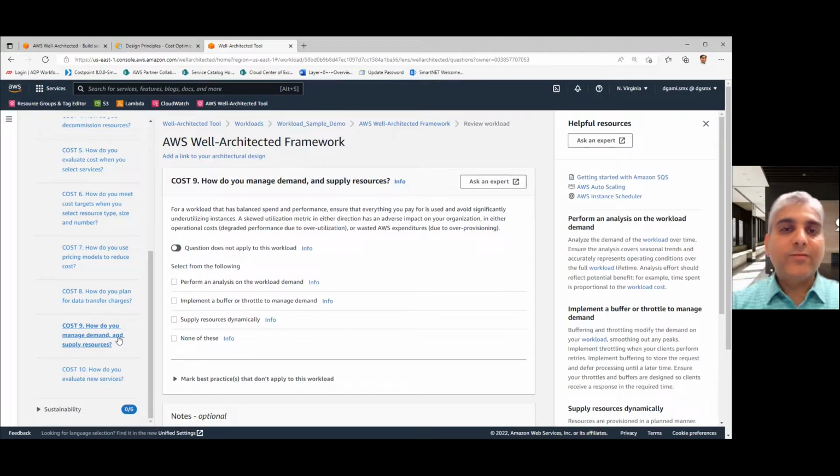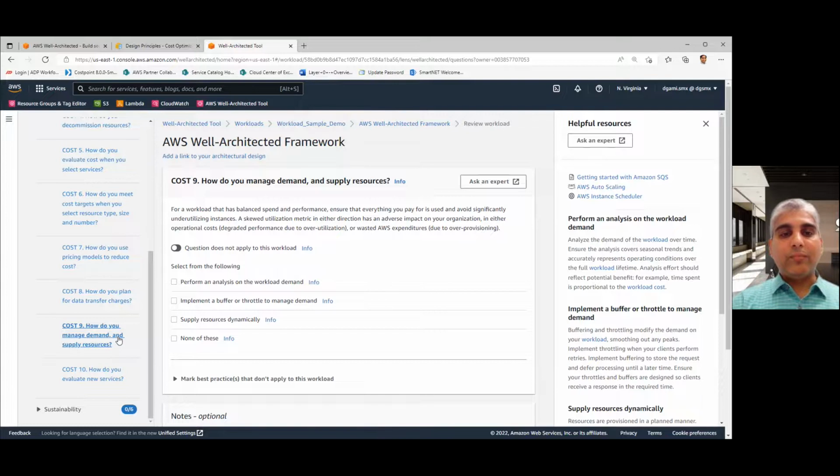Okay, the next one is around managing demand and supply of resources. This is pretty much around the auto scaling aspect of the cloud, the elastic aspect of it. So making sure that you've got an analysis of how much demand is being placed on your workloads will help you determine: do you have the right level of resources in place? Are you overutilized, or are you underutilized? Any of those things will help you evaluate where there is waste or an unoptimized workload, and you can optimize that.